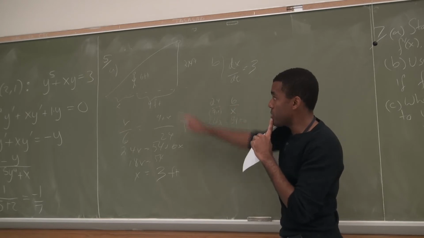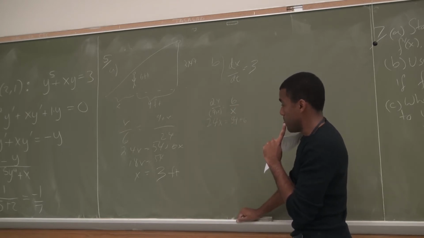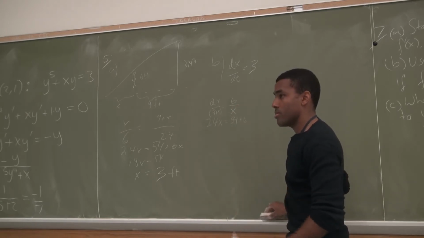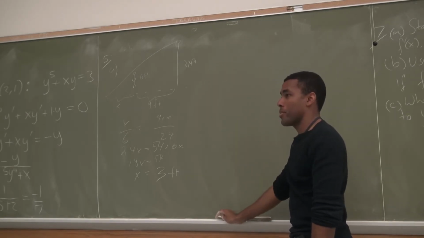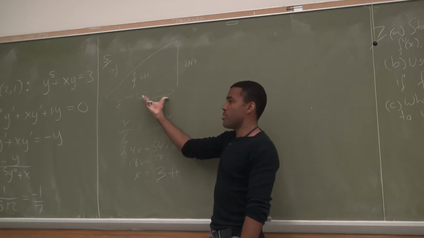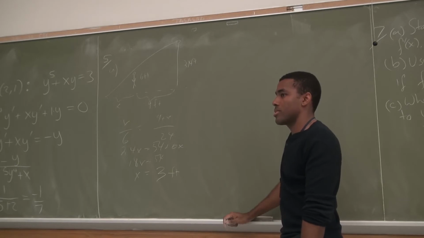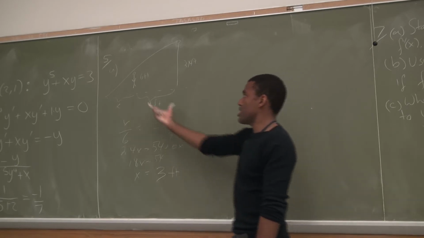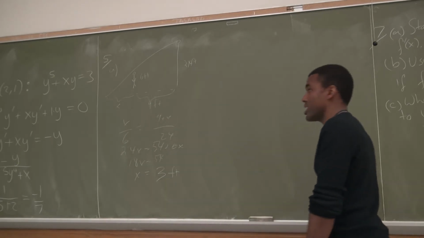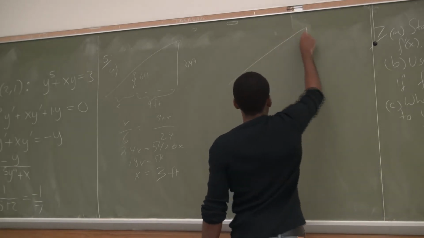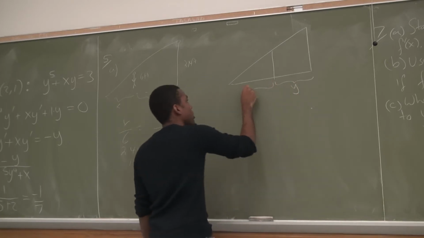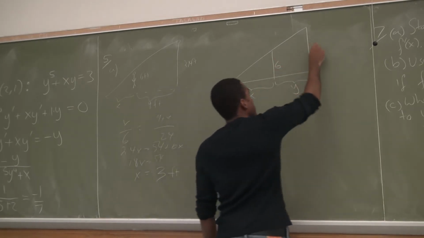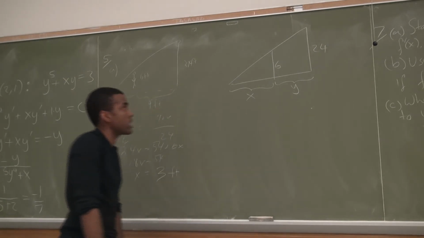Is this diagram good enough to encapsulate the problem? No. What's wrong with it? Is this always 9 feet? It's changing. What do we do with things that are changing? Label them with variables. So you can call this y, call this x. This is 6, this is 24. That's the correct diagram setup.